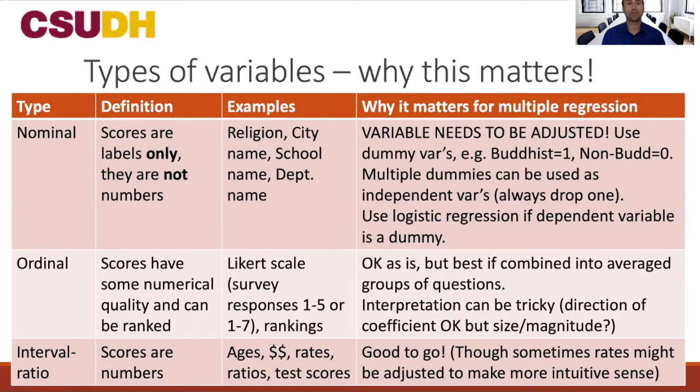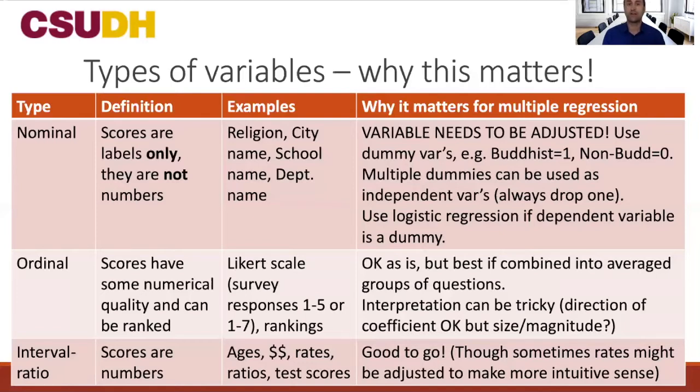And here scores are only labels. They are not numbers. For example, you might have a data set which gives the respondent's religion, or maybe the city where they live, or maybe the school that they go to, or maybe the department that they work for. And all of these things could be recorded as names. Now, if you have data with names in them, obviously they need to be converted into numbers.